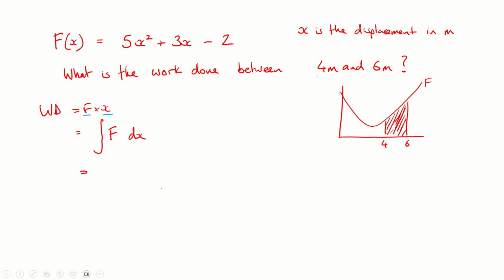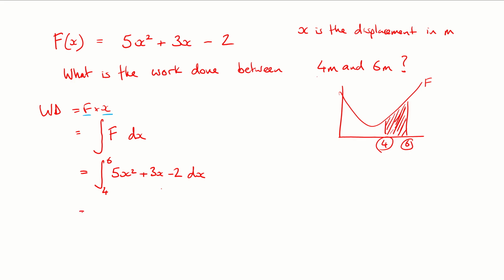All right, well, let's work this out. Let's see what we can do. So we've got our limits. The lower limit is 4, the upper limit is 6, and we've got an equation for our force, haven't we? 5x squared plus 3x minus 2. And I want to integrate all of this with respect to x.